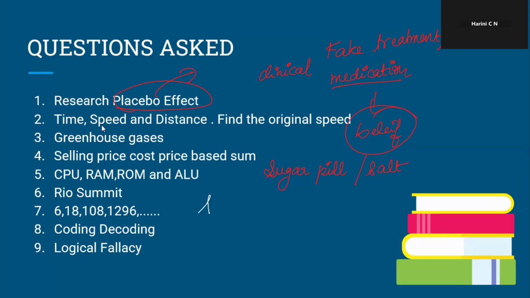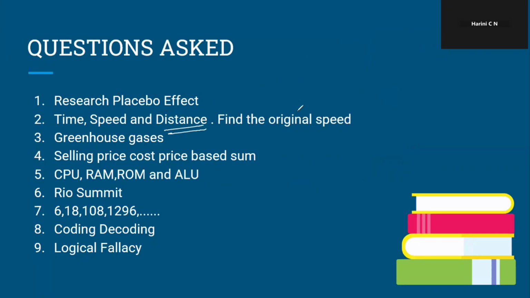As usual, in time, speed, distance, they have asked one question and they have asked you to find the original speed. If you don't know how to at least solve the sum, revise the formula so that you can just substitute the value in the formula and you can derive some answer closely to the given options. So try it without leaving it.